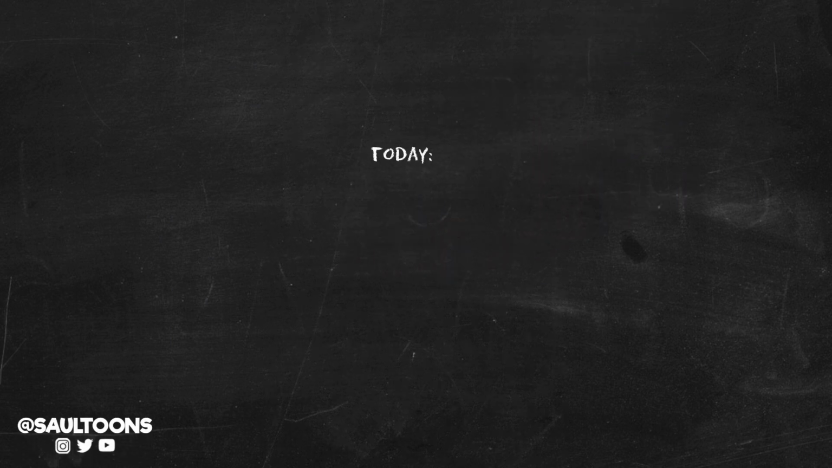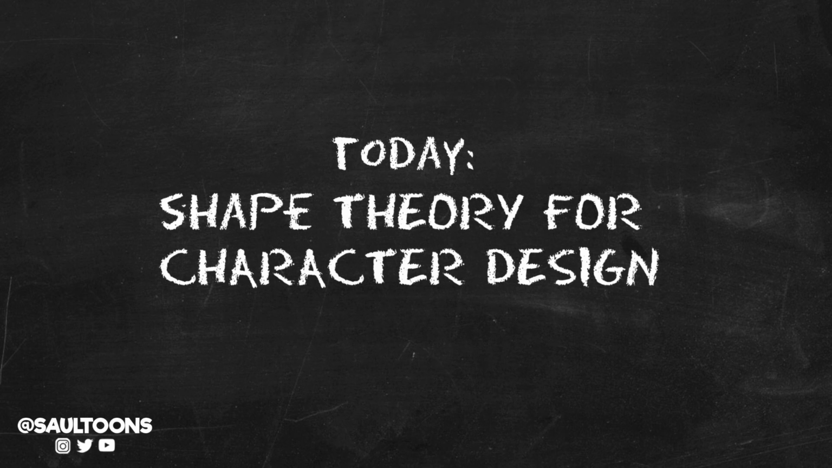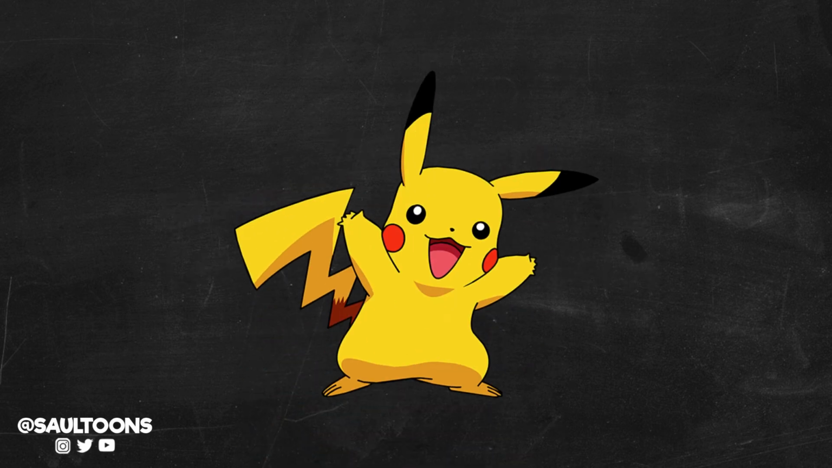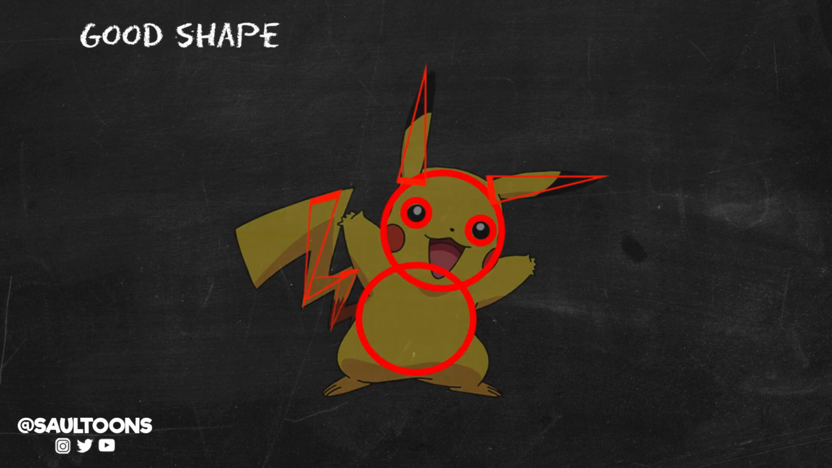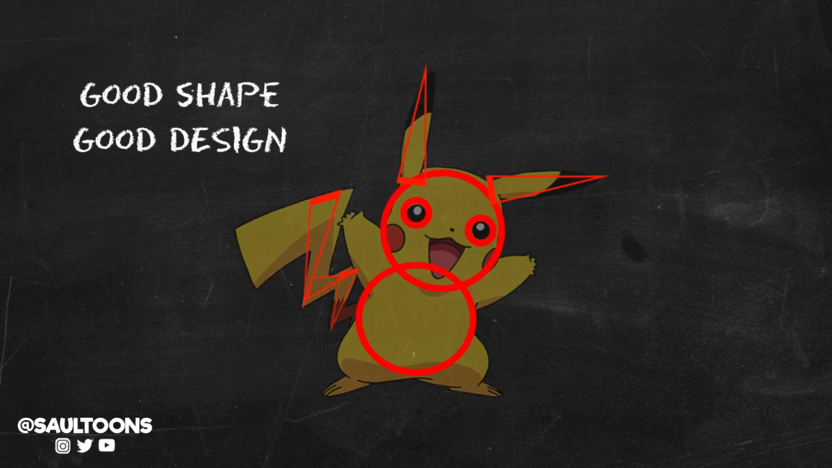In this week's video, we're going to be looking at shape theory for character design. Looking at some popular characters, you'll see that they can be broken down into basic shapes. Understanding the theory behind the shapes will help us understand why their design is so effective.